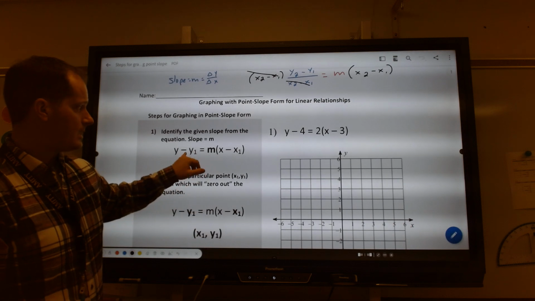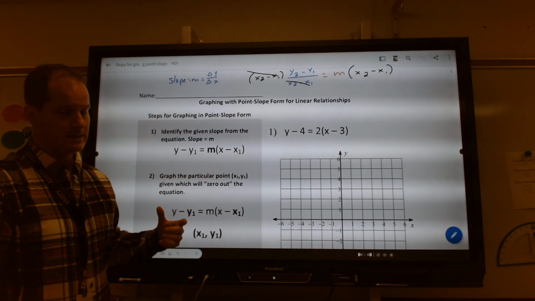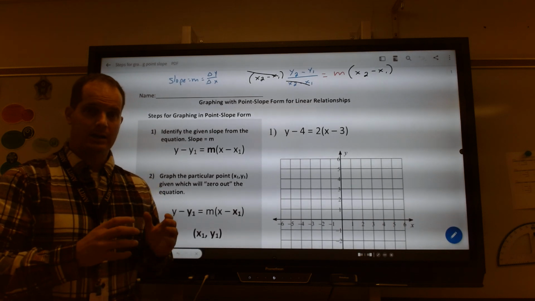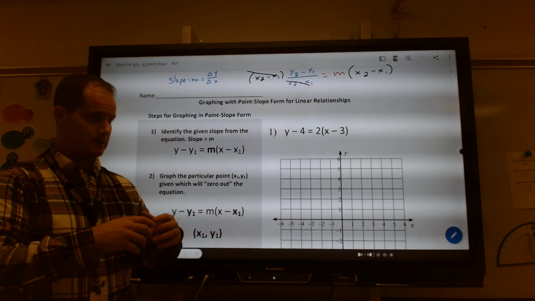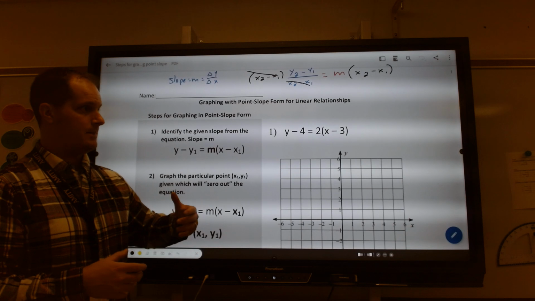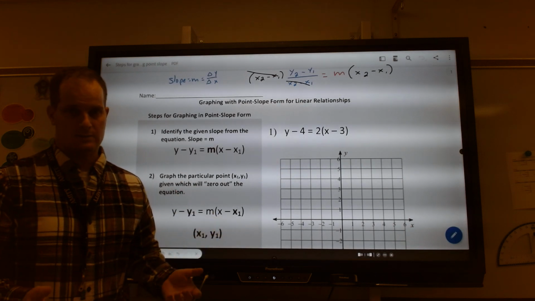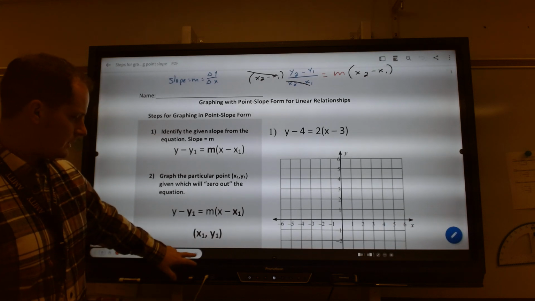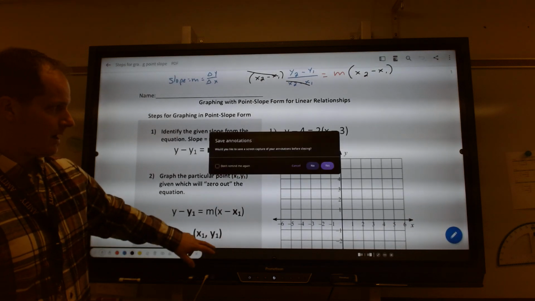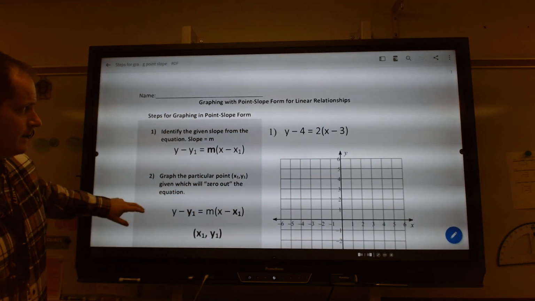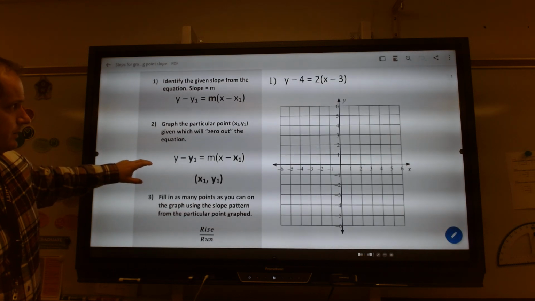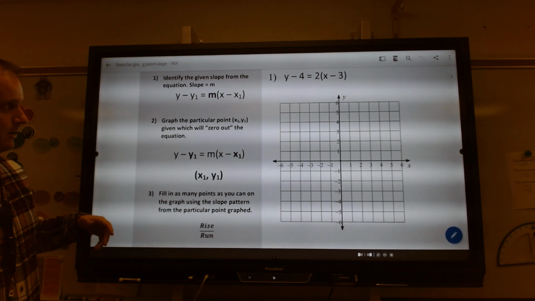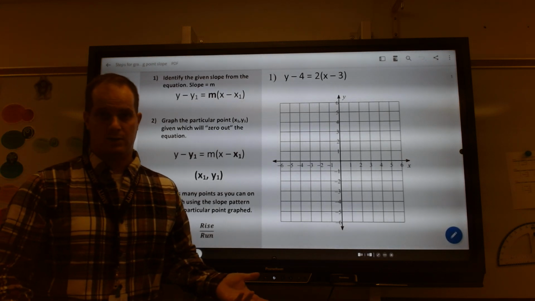Now, x sub 1, y sub 1 is what we call a particular point. It's a point that is actually on the line, and slope is used to find other points. That's why it's called point-slope. So the goal for today is to show you how to actually graph using this. These are just some notes that we've used from class, and we'll go through how we derive this. How does this all work?